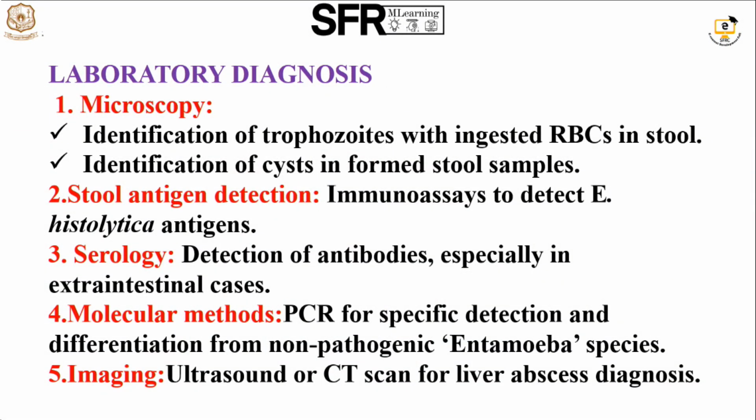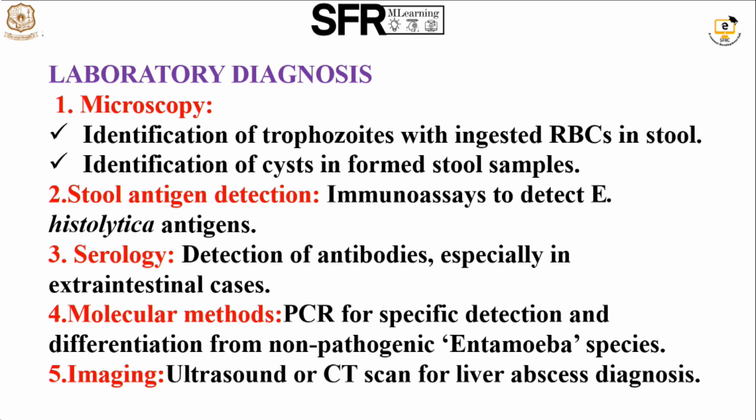And the next, how to diagnose Entamoeba histolytica. First one is microscopic observation to identify the trophozoite with ingested RBCs in a stool sample, and also to identify the cyst in a formed stool sample. The next is stool antigen detection. It is an immunoassay method to detect Entamoeba histolytica antigens in the stool sample. And the next is serology to detect antibodies, especially in extra-intestinal cases.